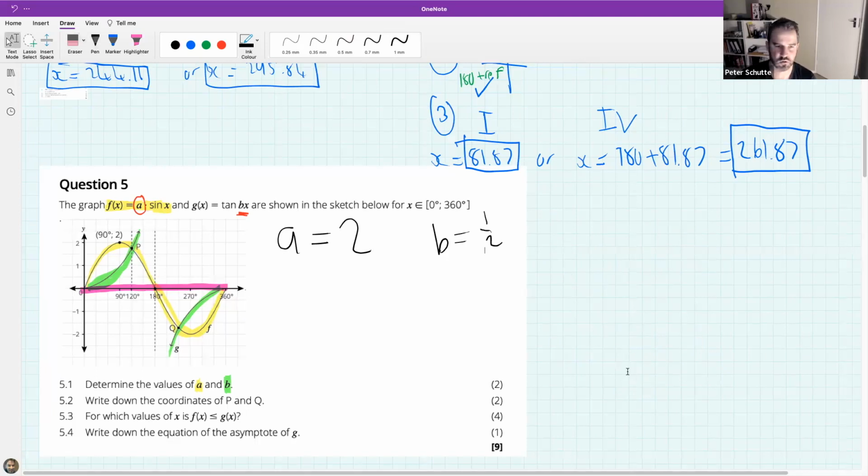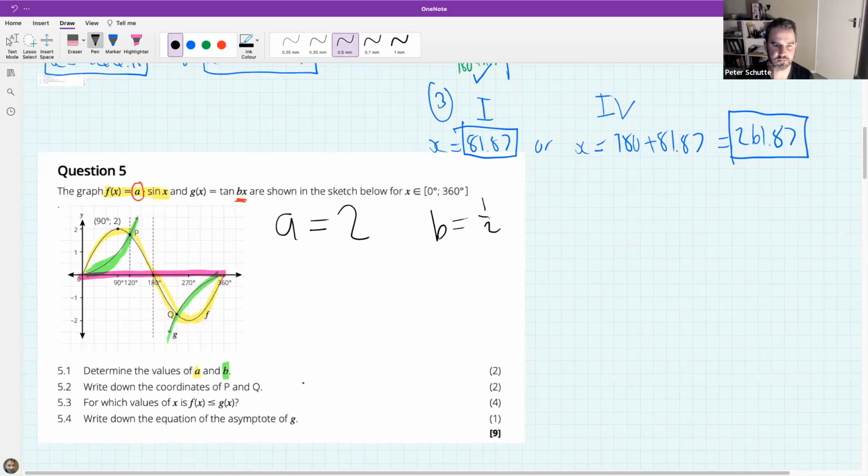Now, second question. I want you, by looking at the graph, to tell me what are the coordinates of P and Q? Where is P and Q? I guess P is over here, and Q is over here. Now that's a good question, so I'm going to give you some time.